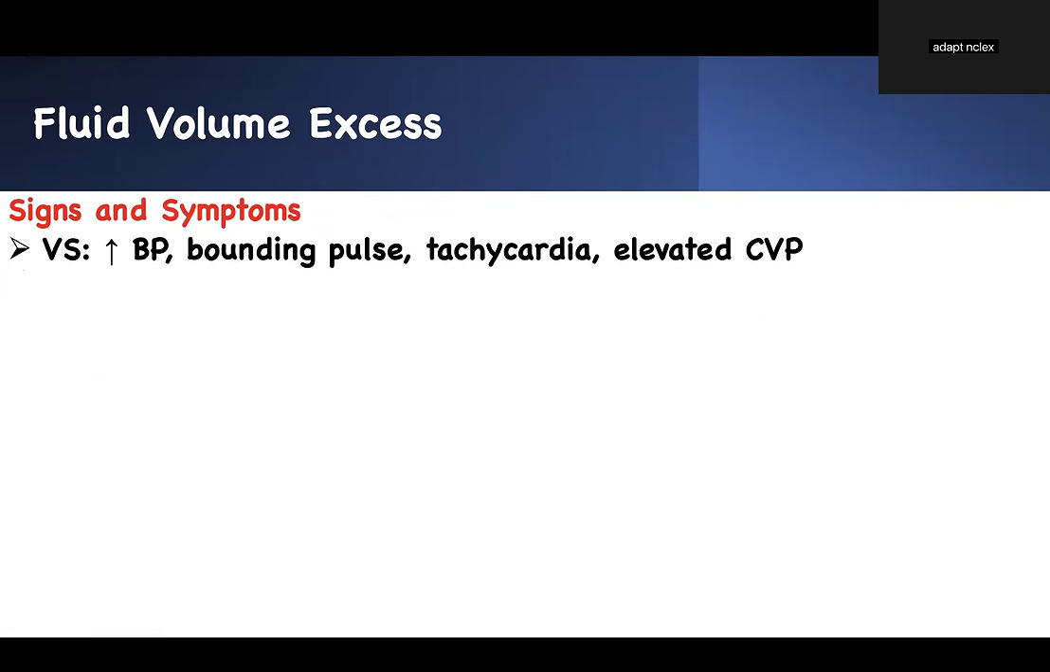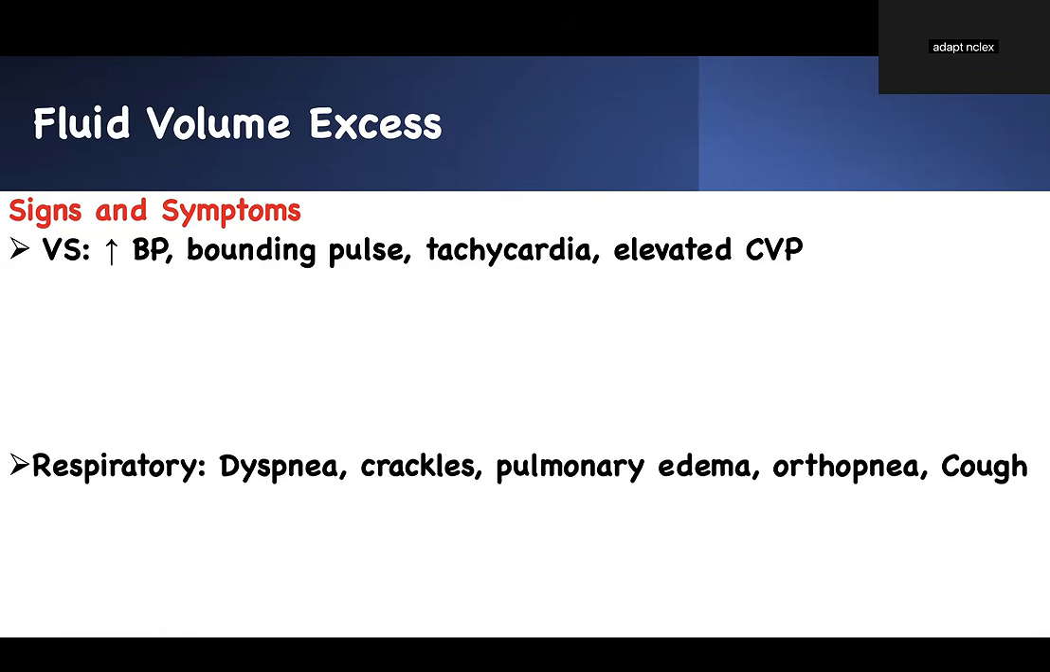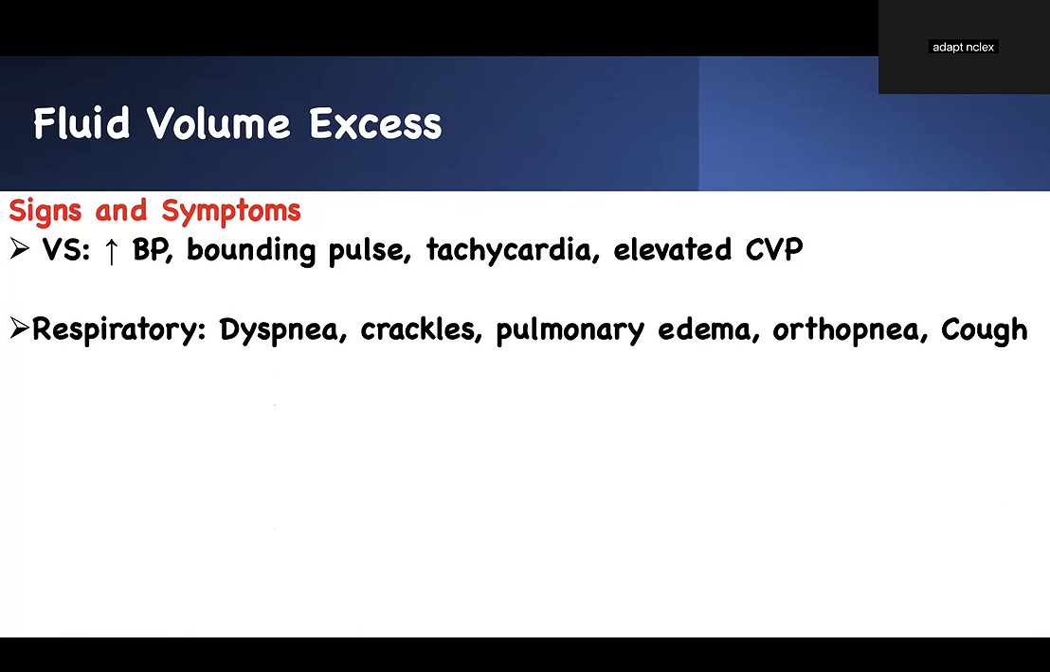Well, they're going to have blood pressure problems. Too much fluid, too much sodium, your blood pressure goes up. Your pulse will be bounding, right? And they will become tachycardic because everything is going to go up. Elevated CVP, the respiratory status, because the fluid is shifting from the extracellular compartment into the interstitial space, you're going to have dyspnea, signs of pulmonary edema, crackles, orthopnea, and cough. So watch for all these things like a heart failure, right?